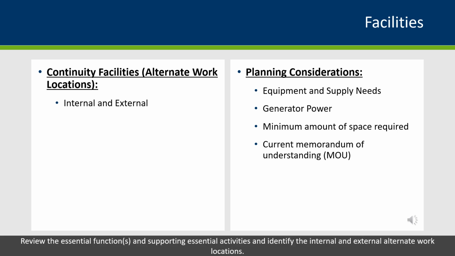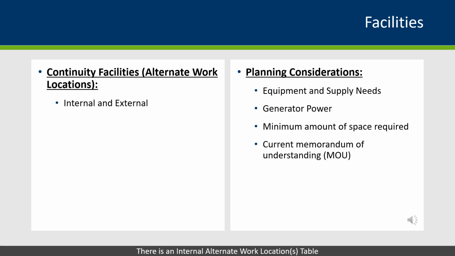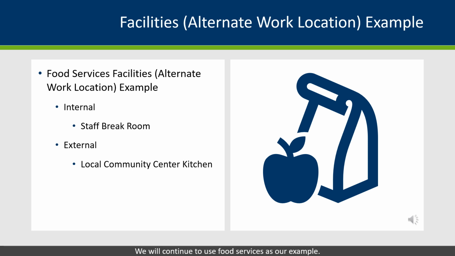Review the essential functions and supporting essential activities and identify the internal and external alternate work locations. There is an internal alternate work locations table and an external alternate work locations table in your COOP plan template where results can be documented. We will continue to use food services as our example.